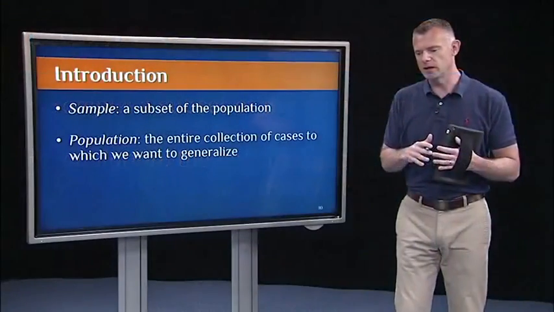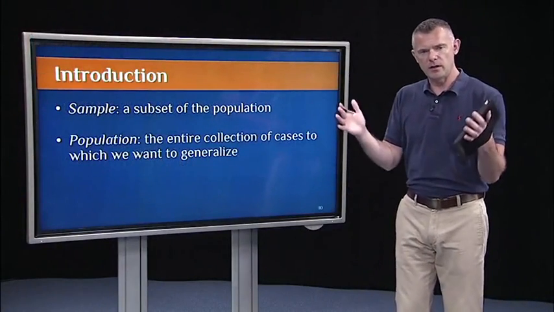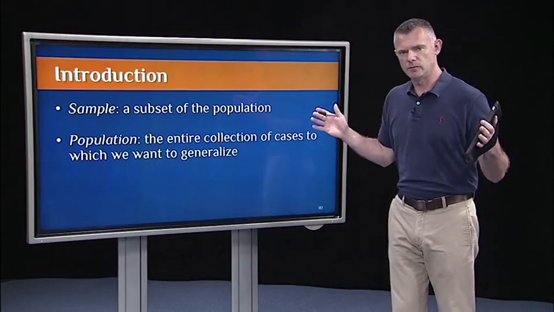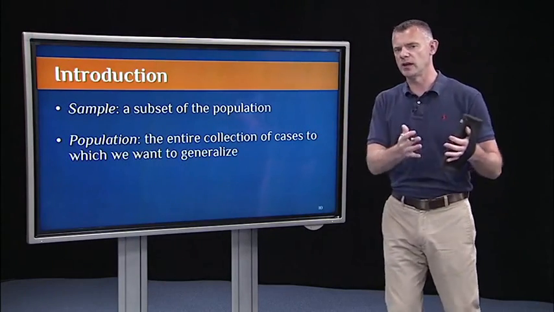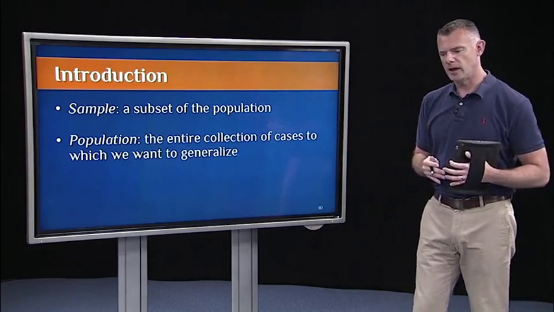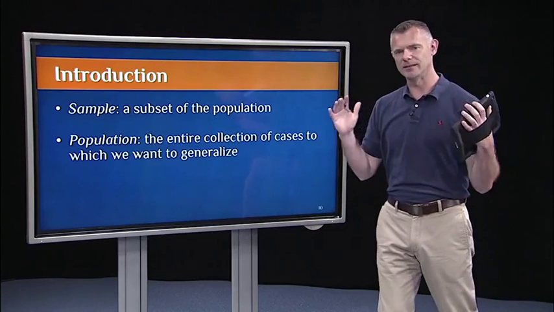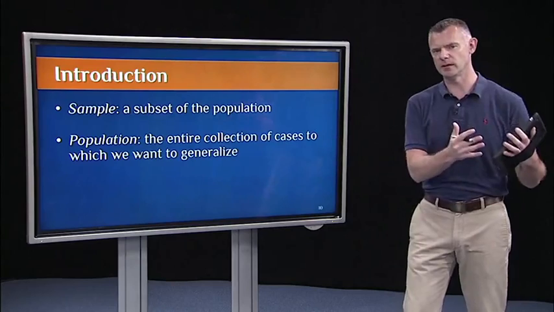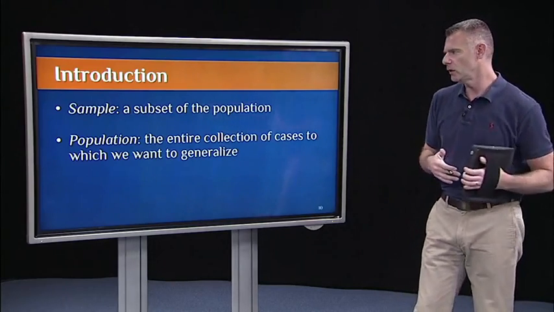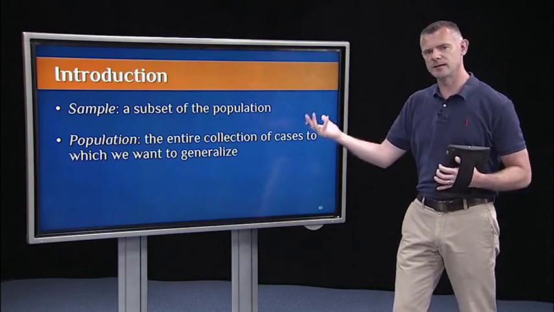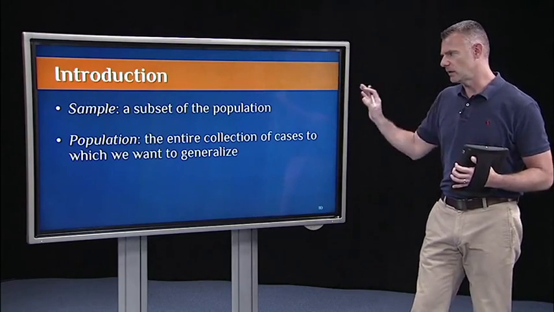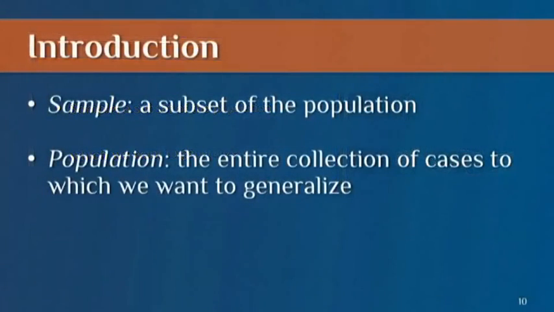So if I want to do a study about all healthy undergraduate students who are taking college courses or taking courses online, that's my population. I typically can't get my hands on that entire population to do my study, to administer my experiment or administer my measures. So I would try and get a subset of that population, and that's called the sample. So the sample is simply a subset of the population.